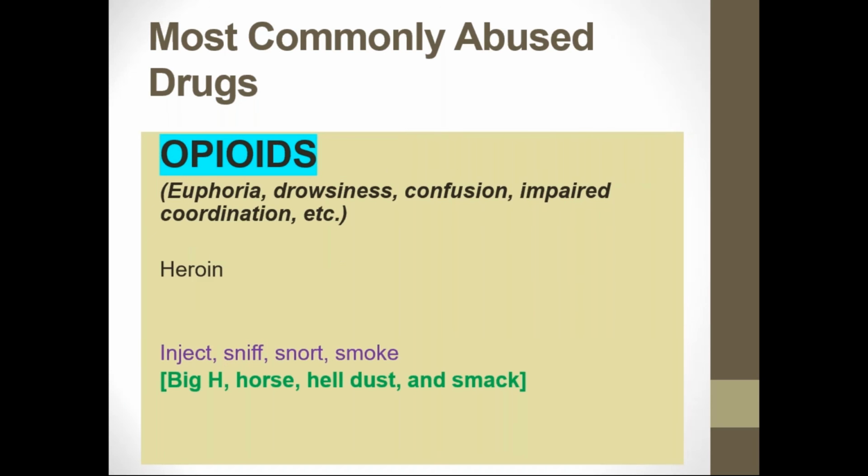Another type of illegal drugs are the opioids, and here we find heroin. So heroin and the prescription drug opioids come from the same product. Heroin obviously is an illegal drug, and opioids cause euphoria. Euphoria means a feeling of happiness, drowsiness, confusion, impaired coordination, etc. And heroin can be injected, sniffed, snorted, and smoked.